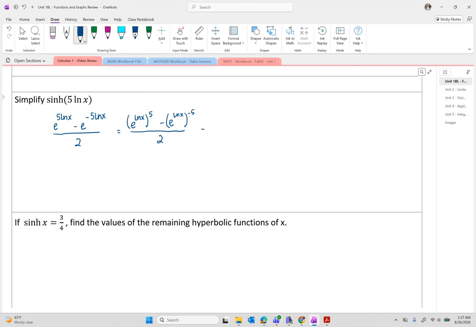e to the ln of x is x. So I will get x to the 5th minus x to the negative 5th divided by 2. And that is my simplified expression.